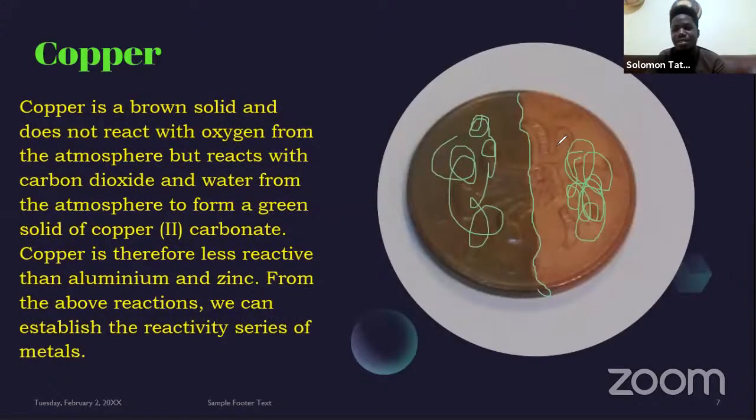So this shows us how different metals react. These are the common ones that I picked out for us to investigate and see how they react and how they can be arranged in their reactivity series. Okay, those are the ones.